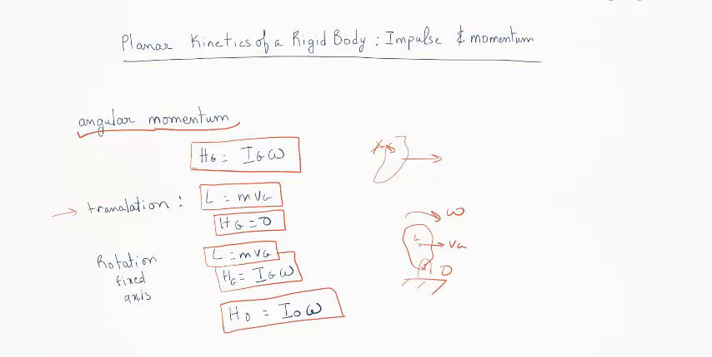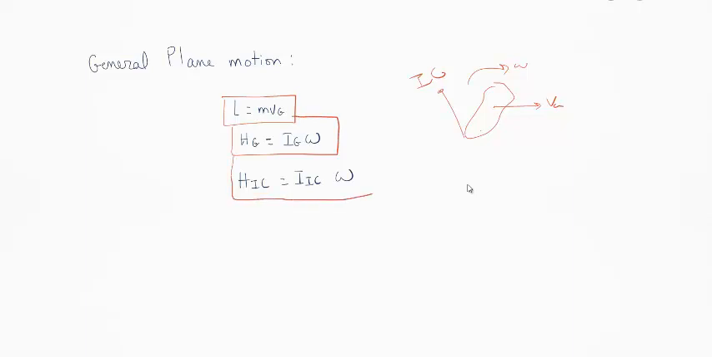Now let's say we have a general case where the body is moving and rotating, so it's moving, omega, we have vG. We don't have a fixed axis or anything. We have, let's say, IC is over here. So same linear momentum, L equals mvG, angular momentum HG equals IG omega, and HIC equals IIC omega. Now notice, before O was the instantaneous center.